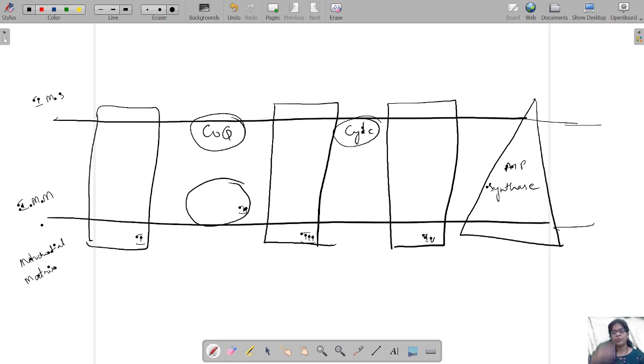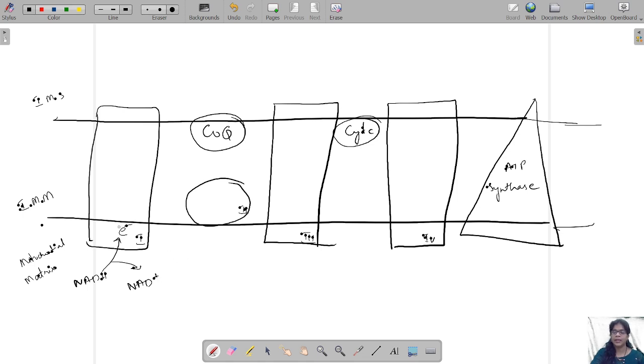Now, from glycolysis, from the Krebs cycle, and from the beta oxidation pathway, you have all your NADH entering. So what happens is, this NADH enters the complex, gives away its electrons to the first complex, and gets converted into NAD+.